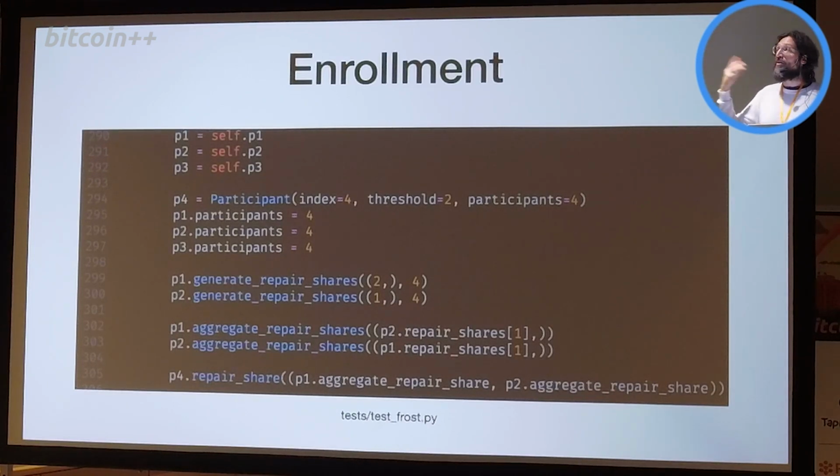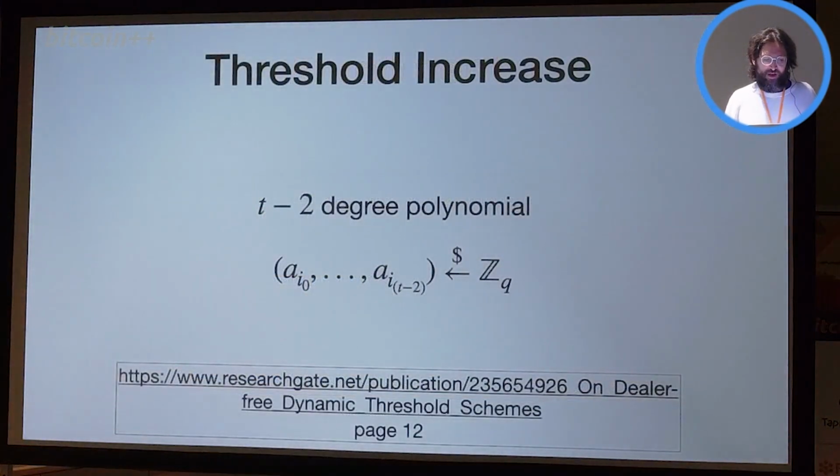They just have to evaluate the polynomial at x equals 4, which they can do. Alice, Bob, and Carol can do the repair protocol for x equals 4 and give those shares to Dave, and now Dave has the share at x equals 4. So that's how we add participants. Now, how do we increase the threshold?